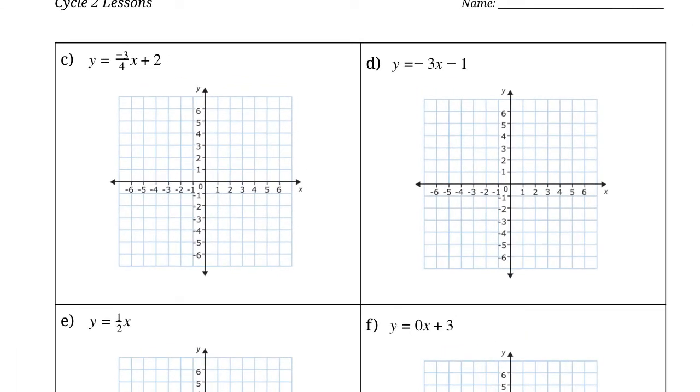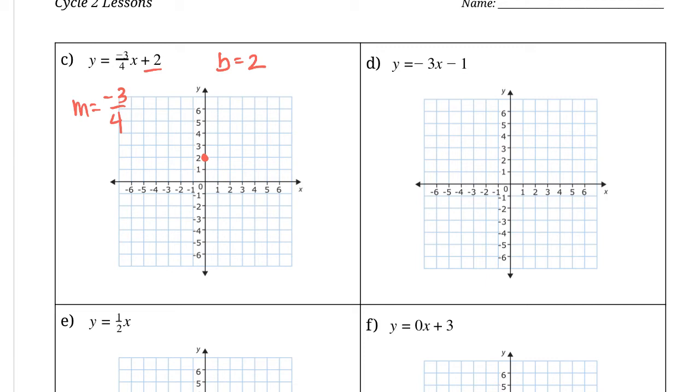Okay, the next one. We have a y-intercept of 2, right? So we're going to start at 2, because that's what our b value is. This value right here. And we have a slope of negative 3 over 4. Now, this is the first one that has had a negative in the slope. What do you think it means?